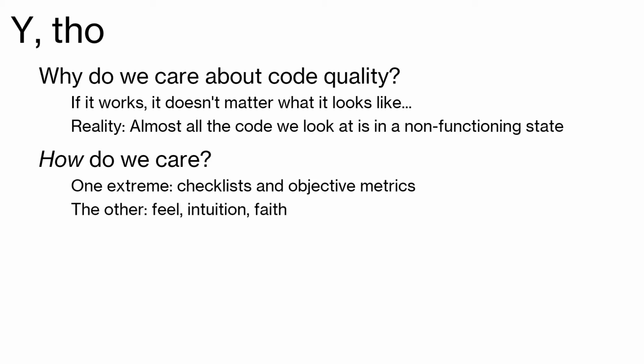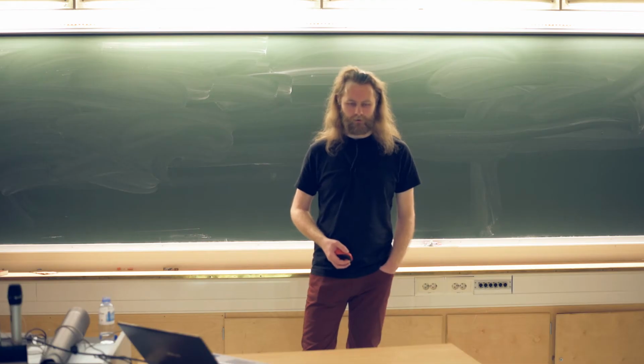Pretty objective. Everybody agrees, of course. And then on the other extreme, we just say, well, this one feels better. Or I have faith that this one will be easier to work with in the future. And there's nothing objective about it. We're just kind of winging it. Now my goal is actually to move you towards this feel direction and away from the checklists. Because what is the point of these checklists if we don't understand what quality even means?